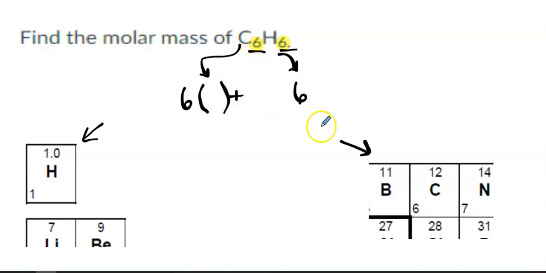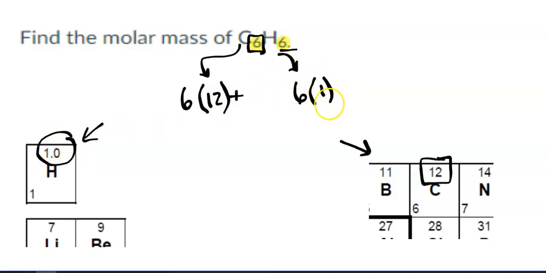So for carbon, I look over here and find the bigger number. The mass for carbon is 12. But since there are 6 of them, I need to multiply 6 times 12. Then I'm going to add 6 more parts, and the mass of hydrogen is just 1, so I put times 1 right here. So 6 times 12 is 72, plus 6 times 1 is 6. So we get 78 grams for every 1 mole.